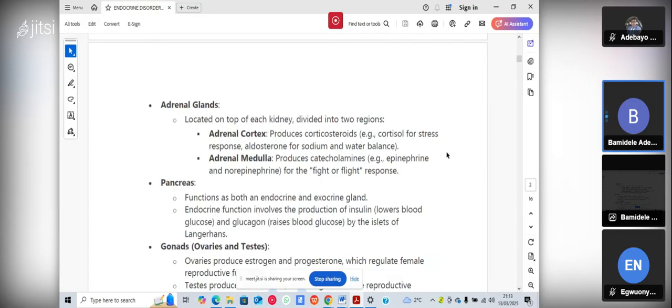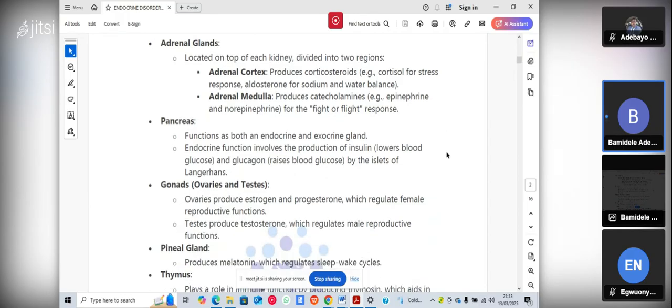So it depends on your nature, depends on your genetics, either fight or flight, whatever you decide to do, that is decided by the catecholamines. That is the epinephrine and norepinephrine, and they are produced in the adrenal medulla.